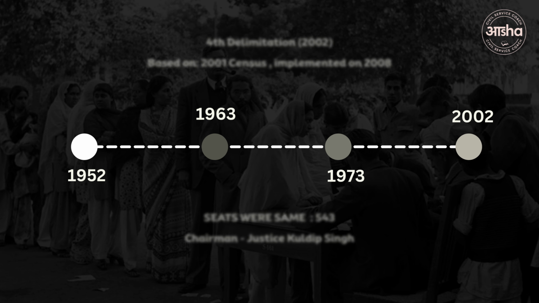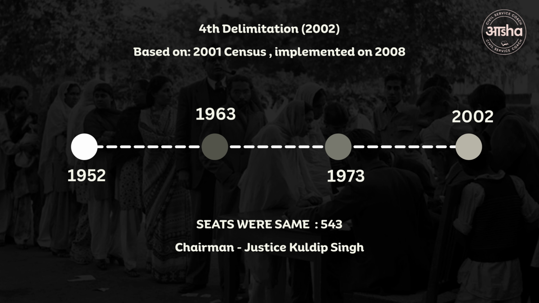Fourth delimitation of 2002. Seats were already fixed at 543, but the geographical areas or the constituencies were readjusted. That is, the constituency boundaries were adjusted as per the population to ensure population balance. Also, the scheduled castes and the scheduled tribes reserved seats were rearranged.